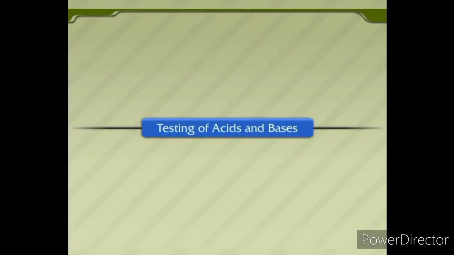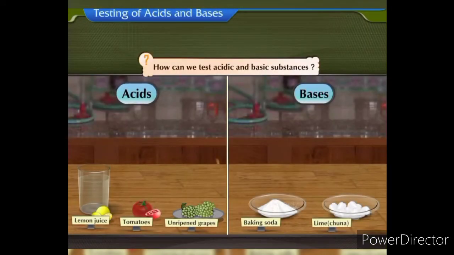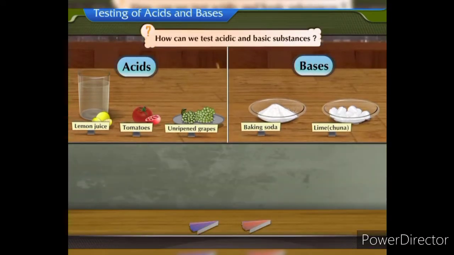Testing of acids and bases. How can we test acidic and basic substances? We can test these substances by using an indicator like litmus paper.